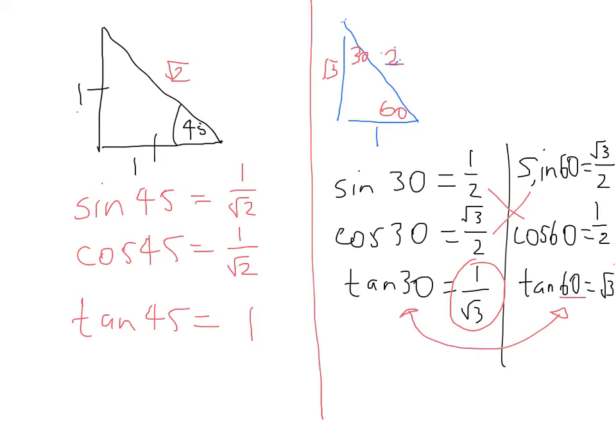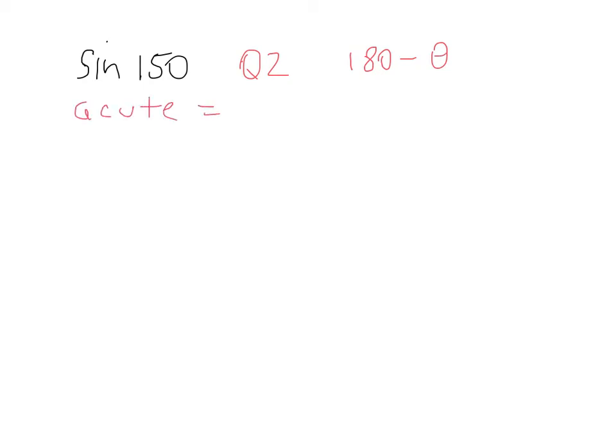Now boys, if we extend this idea, we know those exact values there. And we've also looked at yesterday what our angles of any magnitude are. We need to extend that idea, exact values of any magnitude. So what if I ask you to find something like the exact value of sine of 150 degrees? We know that's in quadrant 2, so we do 180 minus that angle. So that means my acute angle would be 30 degrees.